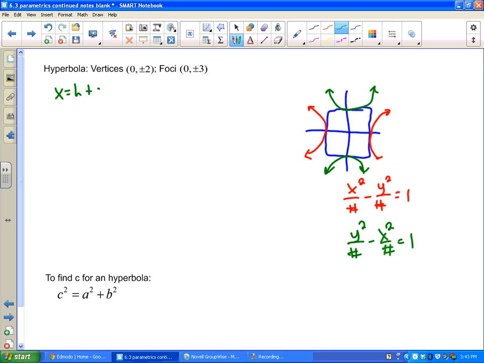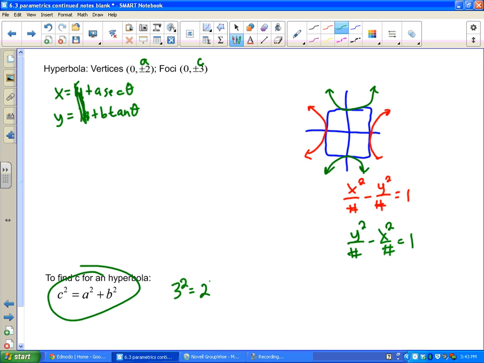So first off, what did they have on 18? x equals h plus a secant theta, and y equals k plus b tangent theta. And so, again, I'm centered at 0, 0. And A is going to be this, C is going to be this. We can use this to find B. So 3 squared equals 2 squared plus B squared. So that's 9 minus 4, so that's the square root of 5 is B.